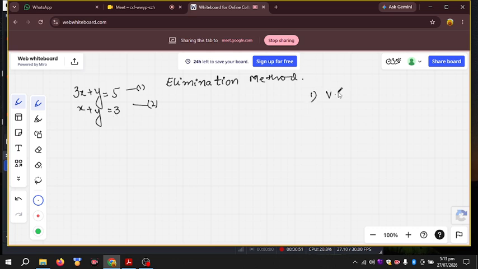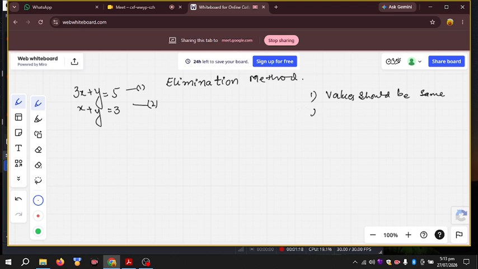You need to keep in mind one thing: the values should be the same. What does this mean? It means that they have the same value. For example, in this question you can see that in these two equations the value of y is the same, right? This is a single y and this is a single y, so there is one y and one y, and the values are the same.